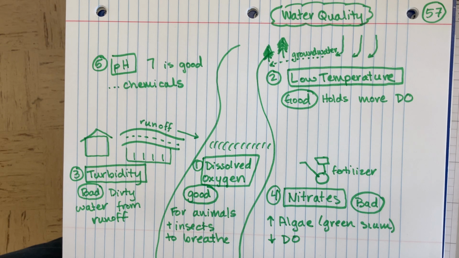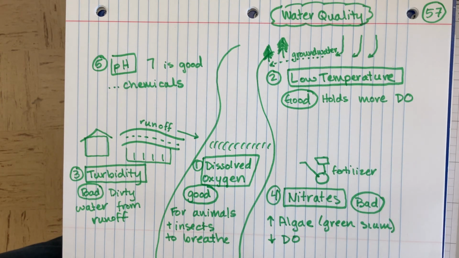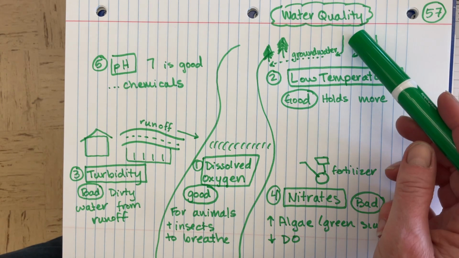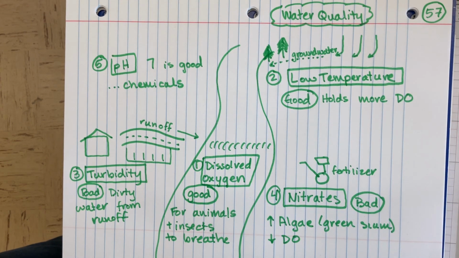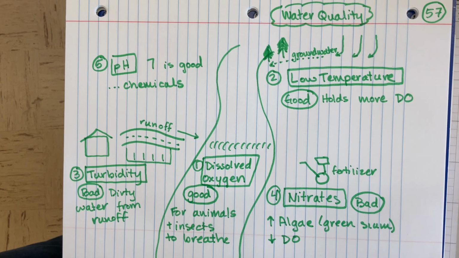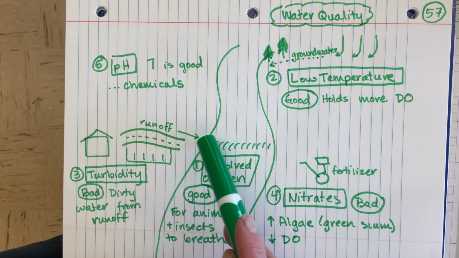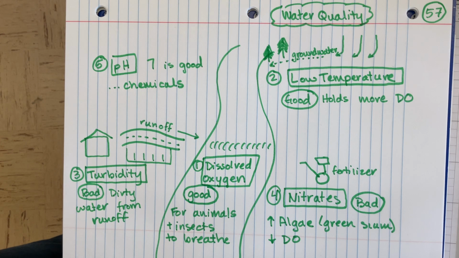So overall, for water quality, we want more dissolved oxygen and lower temperature. That tends to happen when the water infiltrates and goes through the ground before it gets to the creek. And the things we want to avoid in the water are nitrates and turbidity and pH, and they tend to get on the creeks when there's a lot of runoff that picks up pollution and dirt and goes directly into the creek.